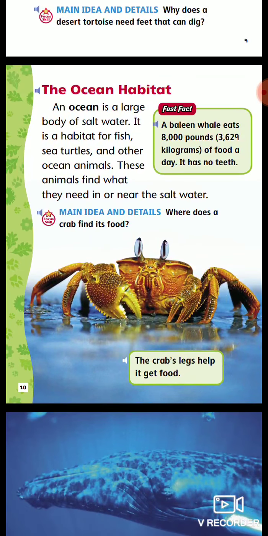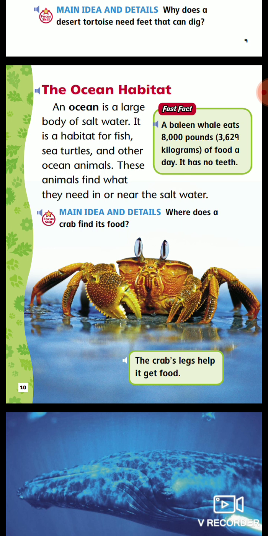The ocean habitat. An ocean is a large body of salt water. It is a habitat for fish, sea turtles, and other ocean animals. These animals find what they need in or near the salt water.